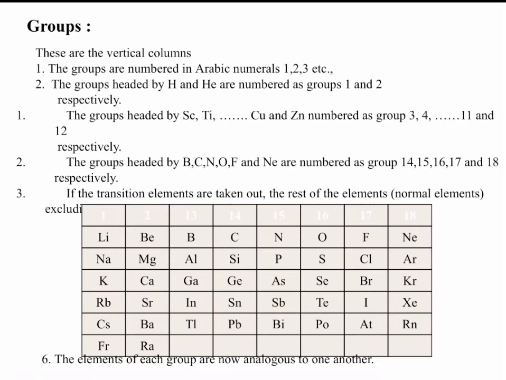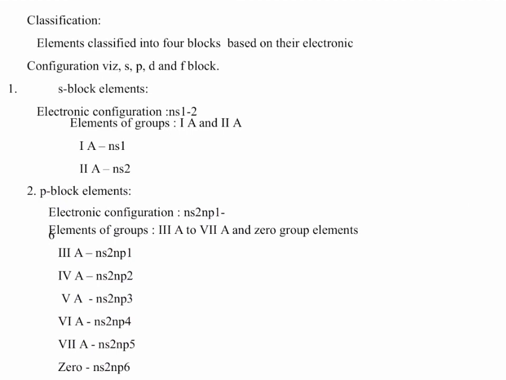So next classification. According to Bohr, the elements are classified into 4 blocks based on their electronic configuration, namely S, P, D and F block. What are S block elements? The general electronic configuration of S block elements is ns1 or 2. So the elements of groups 1A and 2A are called S block elements. The 1A elements have the electronic configuration ns1 and the 2A group has the electronic configuration ns2.